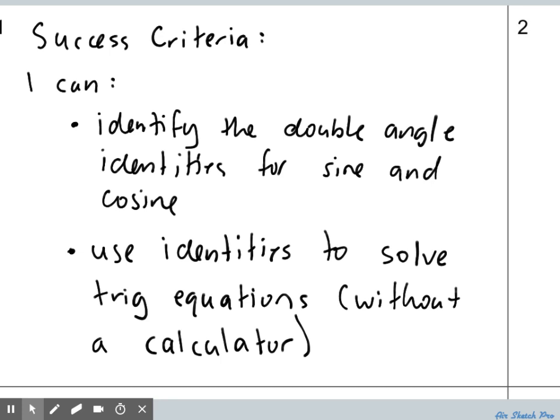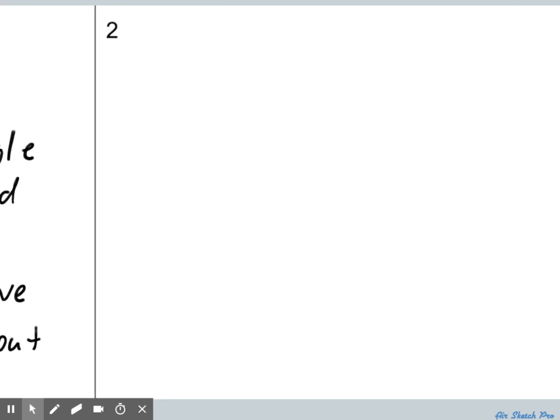So here are the success criteria for today's lesson. We're going to look at an identity called the double angle identity. There's one for sine and one for cosine. Success criterion one is, can you identify them? Can you see them? And the second one is using all the identities to solve trigonometric equations without a calculator. So let's just talk about the two identities we've covered so far.